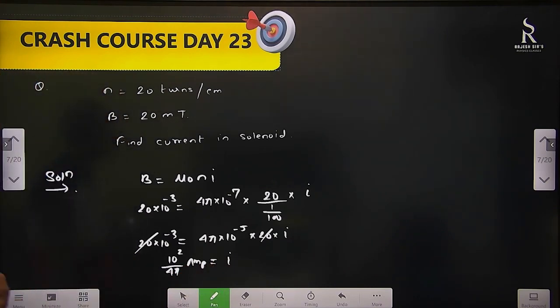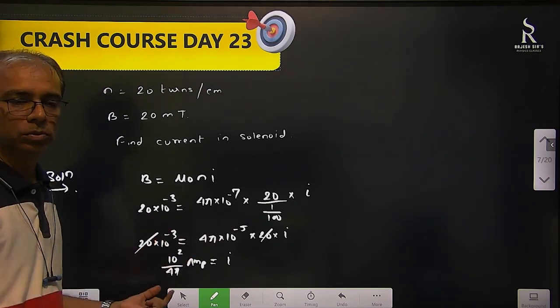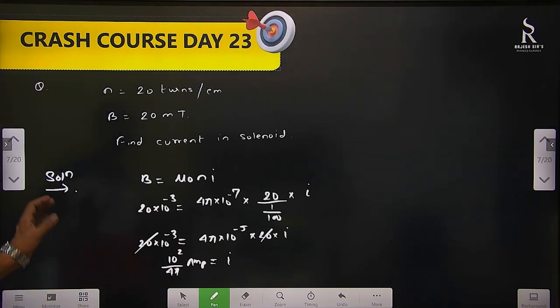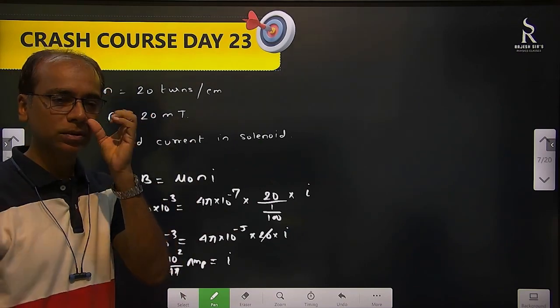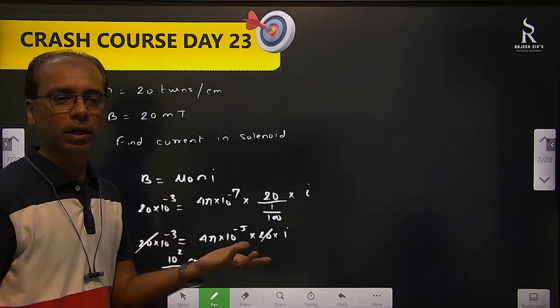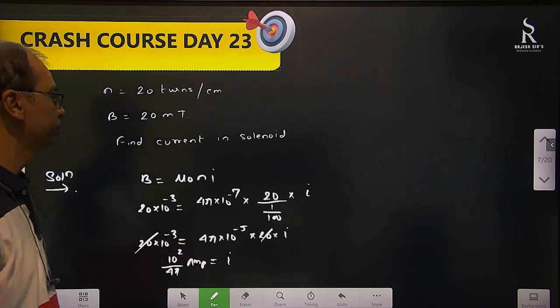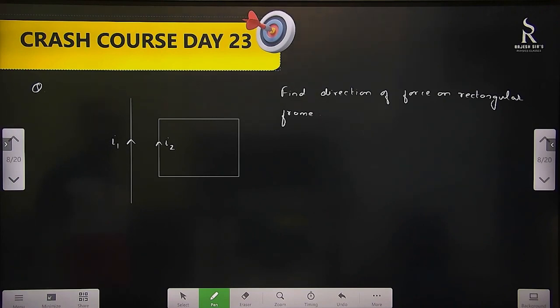Okay, this is the value of current coming: 10 to the power minus 3 by 10 to the power minus 5. We get 10 to the power 2 by 4 pi. Okay, so this is a simple question. As I told you, most questions from the solenoid will come where the number of turns is changed, or the radius is changed, or the current is changed, and then what will happen to the magnetic field? Okay.